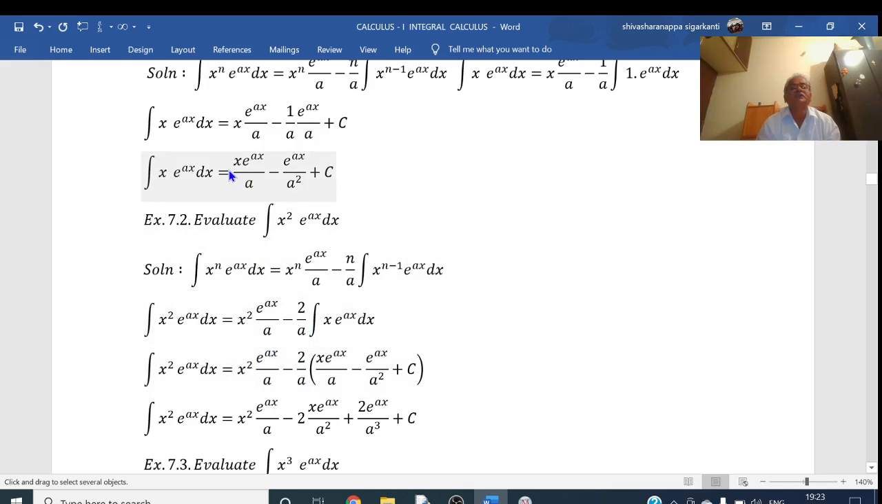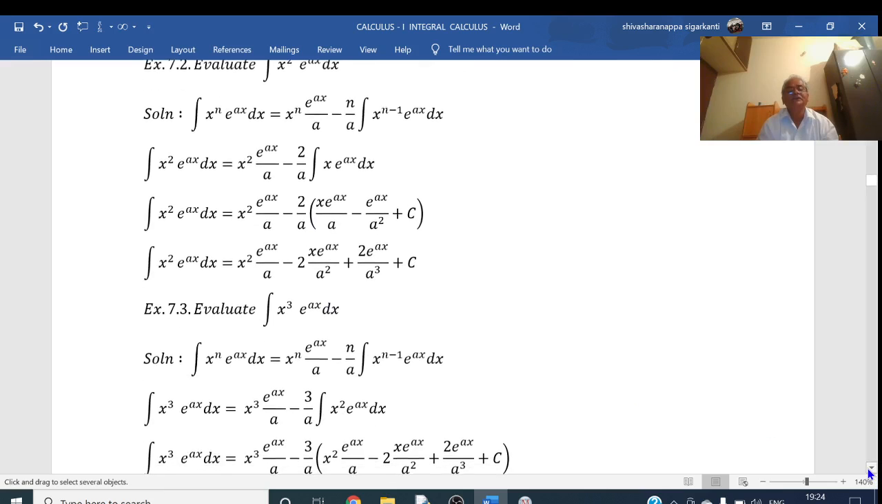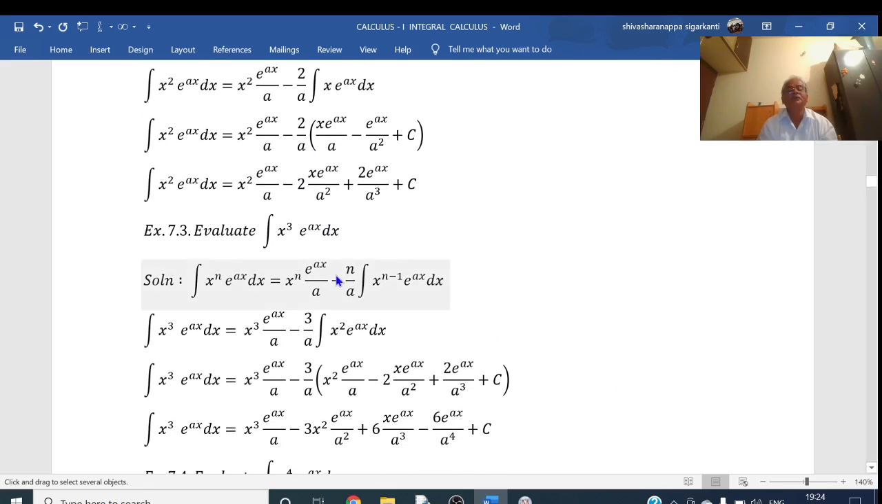Integration of x into e raised to ax is here: x e raised to ax by a minus e raised to ax by a square plus c. Okay. And multiplying we get like this. Another example, evaluate integration of x cube into e raised to ax into dx.